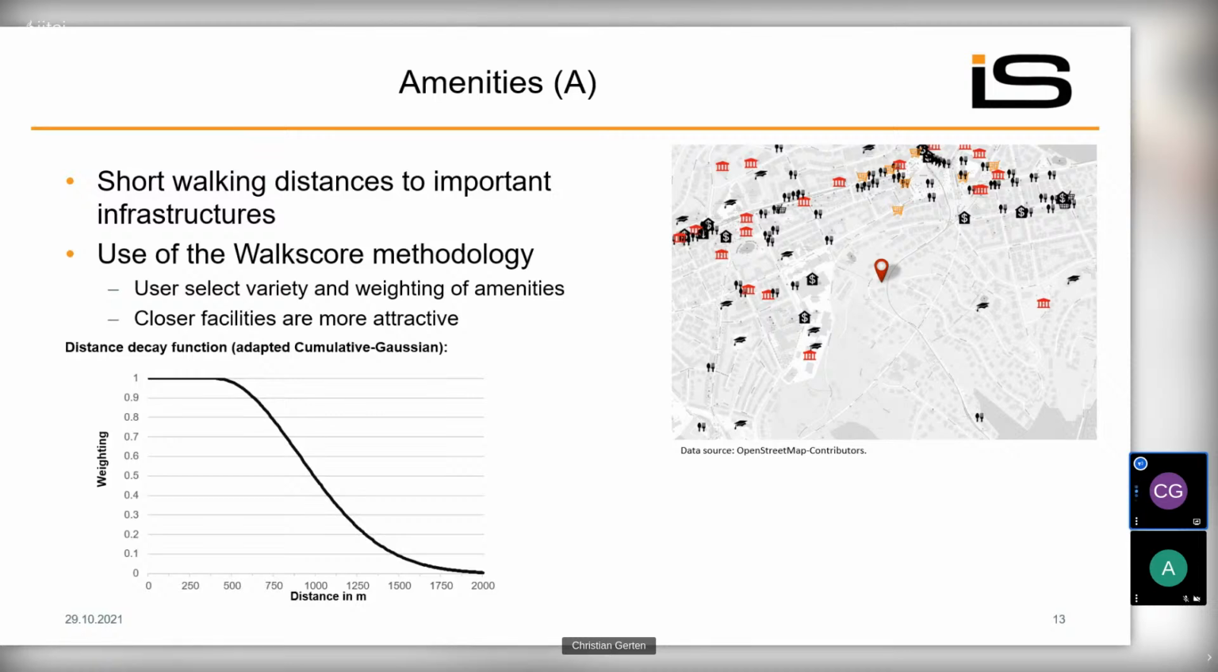This fact is reflected by the distance decay function we use here. It's an adapted cumulative Gaussian function. You can see the distance in meters and the distance weighting. So we say within 400 meters, it doesn't influence the attractiveness of an infrastructure, but then the curve decreases. For example, if we have a distance of 1 kilometer, or 1,000 meters, the distance rating would be 0.5. So not as attractive as, for example, an infrastructure which is 200 meters away.